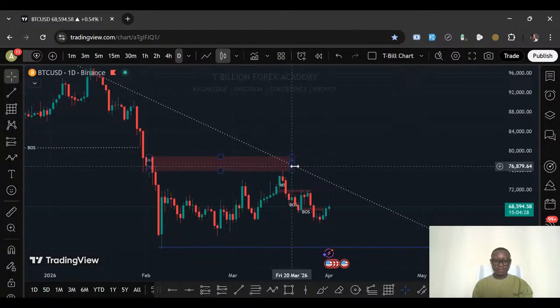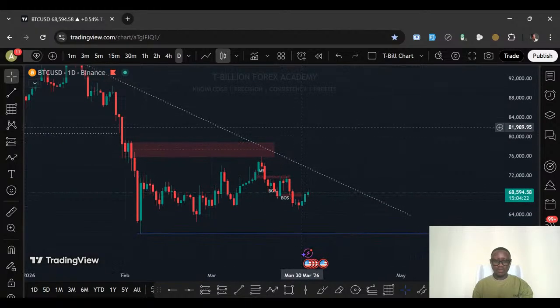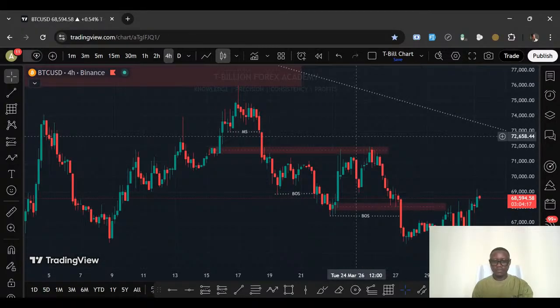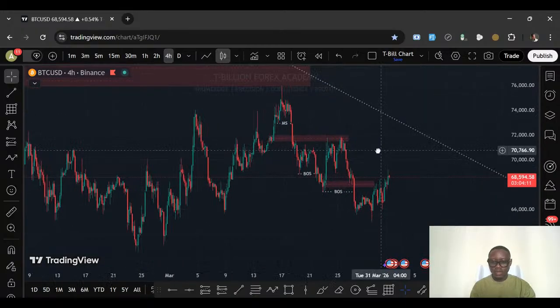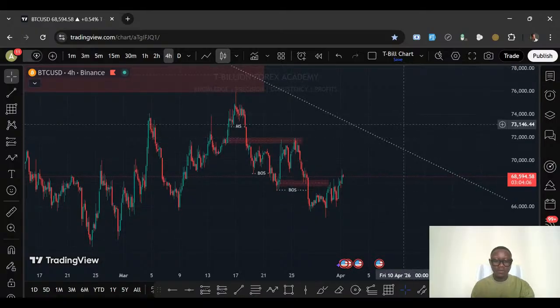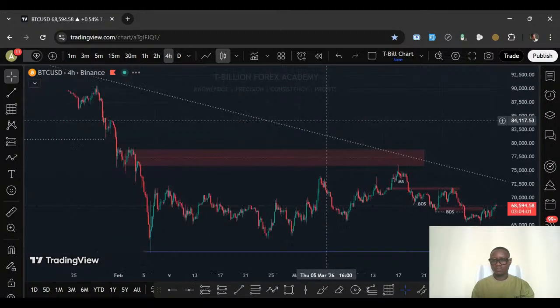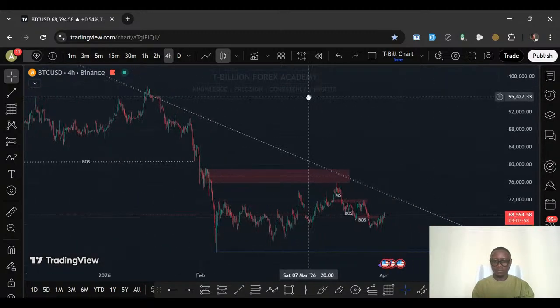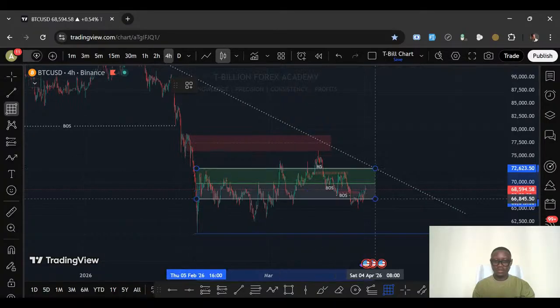It has already tapped into this zone and gave us this bearish move. Let's drill down to the 4H time frame for clearer price action. Market has actually been ranging on the 4H time frame.